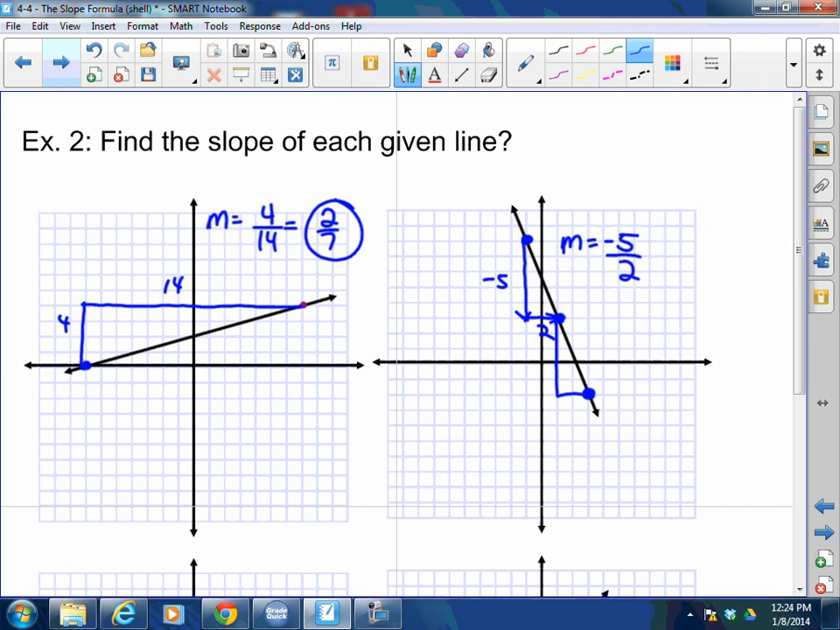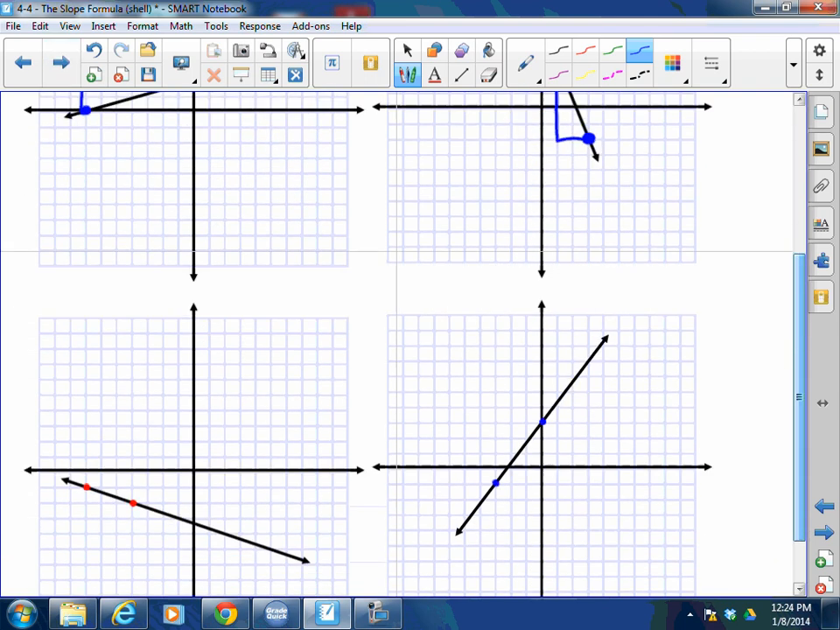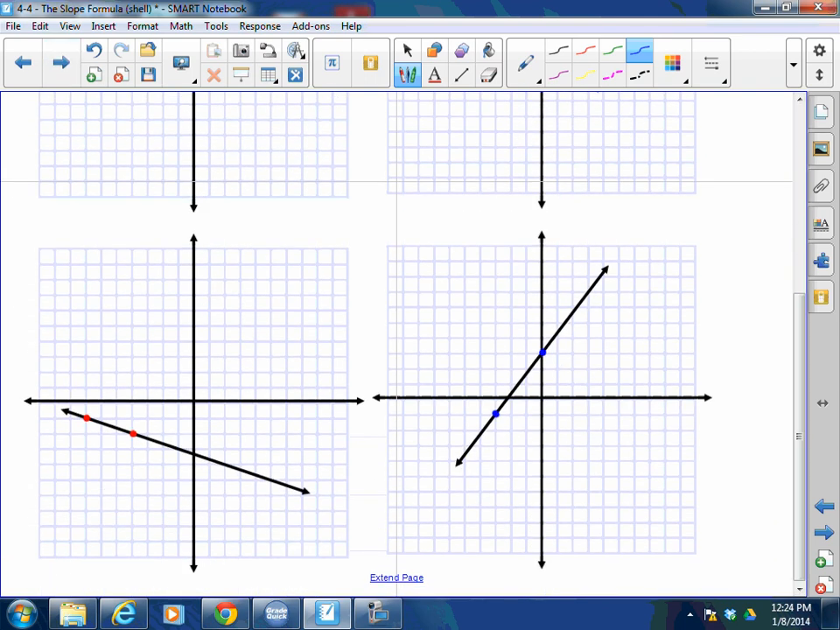Is this making sense, my friends? Okay, next. From left to right, from this point on the left to this point on the right, I go down 1 over 1, 2, 3. So my slope is negative 1/3. And it's pointing down from left to right, so it has to be negative.